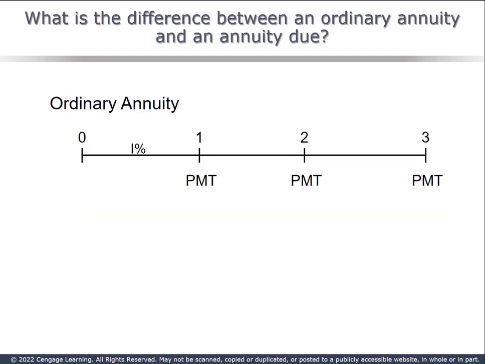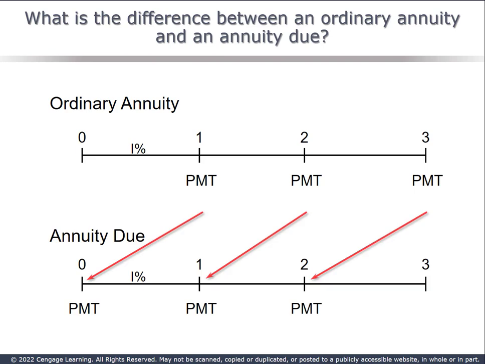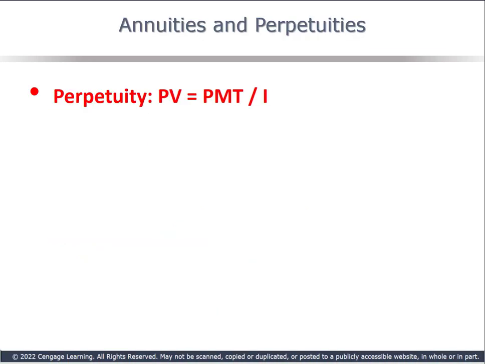These timelines show the difference between an ordinary annuity and an annuity due. Same number of payments, but with an annuity due, they all occur one period sooner. This drives a technique to solve for the value of an annuity due that we'll look at on upcoming slides. First, let's get valuing of a perpetuity out of the way. Simple formula: payment divided by the required return.